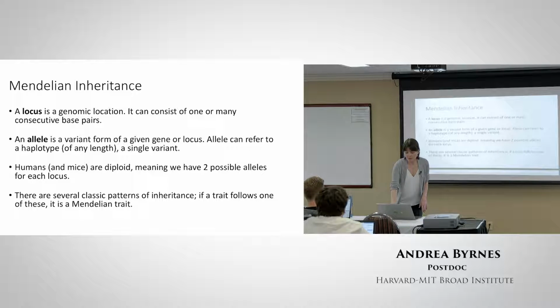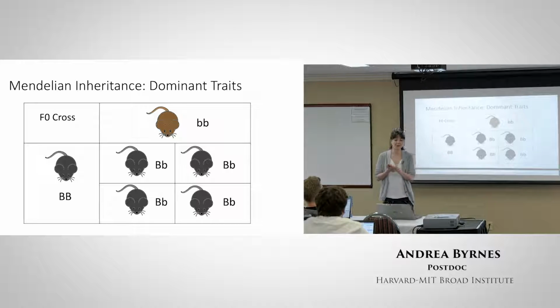Okay, so humans and mice, and I'm going to show you an example with mice, are diploid, which means we have 2 possible alleles at each locus. So there are several classic patterns of inheritance, and we're going to talk about a bunch of them.